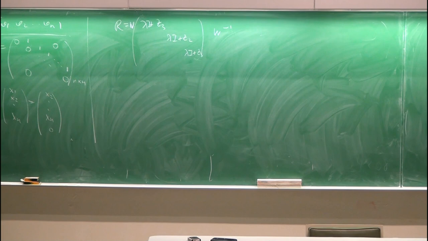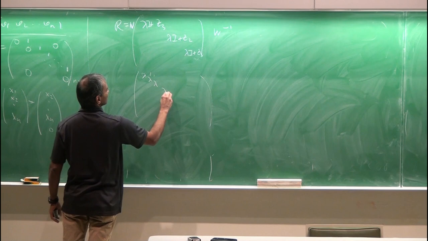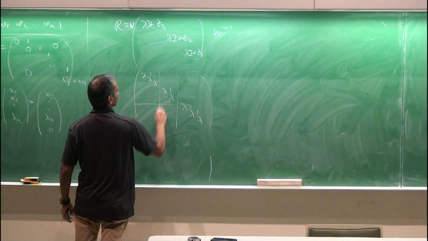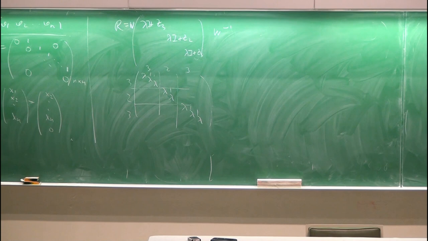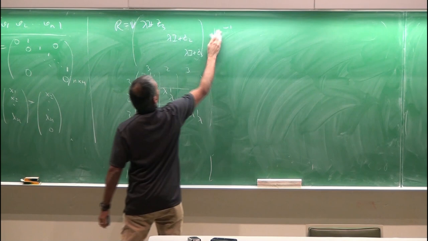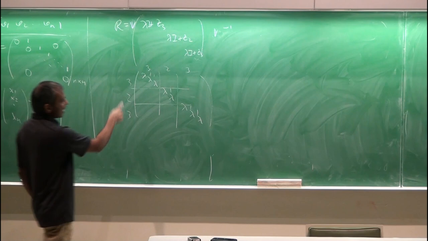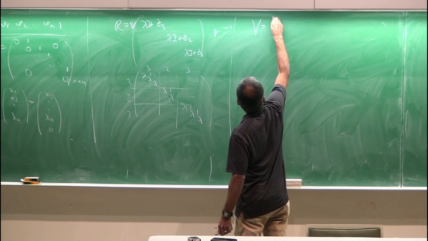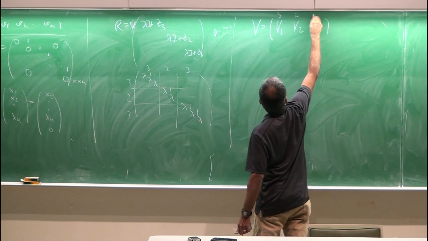If I write this all out in detail, it looks like this. Three lambdas, two ones, two lambdas, one one, three lambdas, and two ones. That's the block partition: three, two, three. When we look at the corresponding V, I'm going to partition it in conformance with this, because J is not a diagonal matrix, but block diagonal. So it's telling me I should look at V in the same way too. When I partition V, I'm going to partition it into three blocks, V1, V2, and V3: three columns here, two columns here, three columns there.